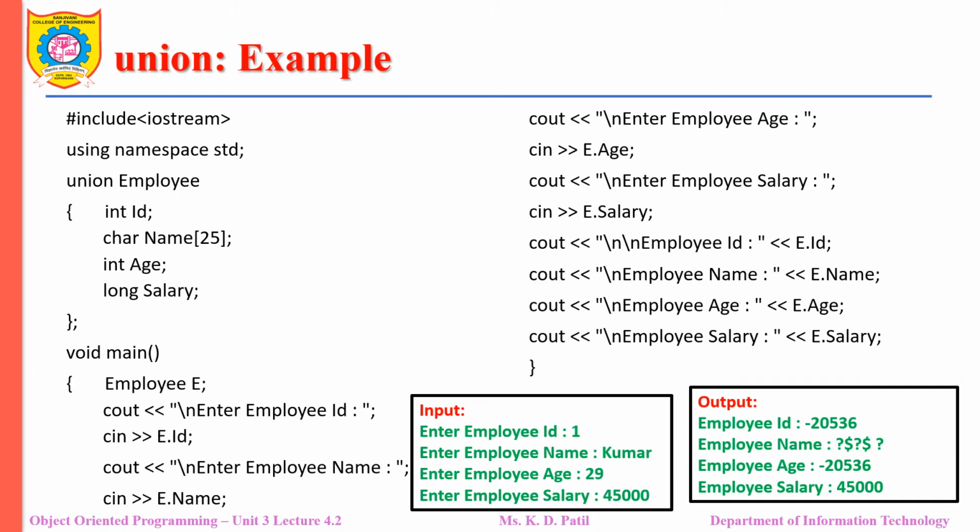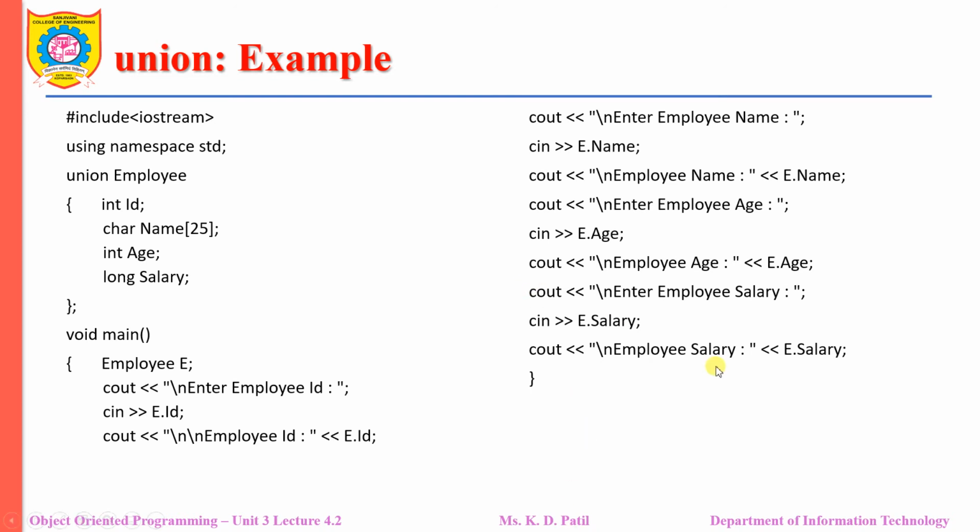Now let us modify the same example here. Now I have the same member variables with the same union. This is my union variable, and now see, I'm accepting the employee ID from the user, and at the same moment I am displaying that ID. In the second statement I am accepting the name from the user, and then I am displaying the name. After that I am accepting age and salary, and immediately I am displaying the age and salary.